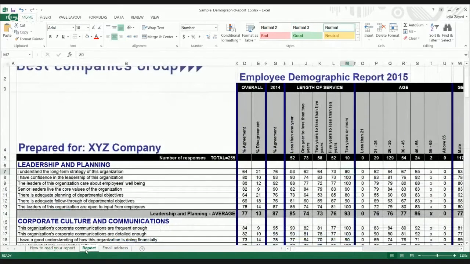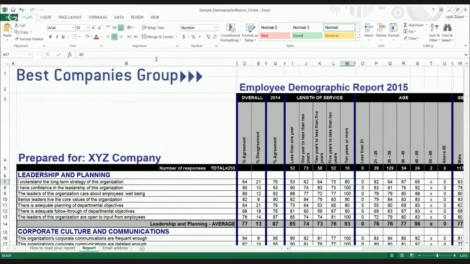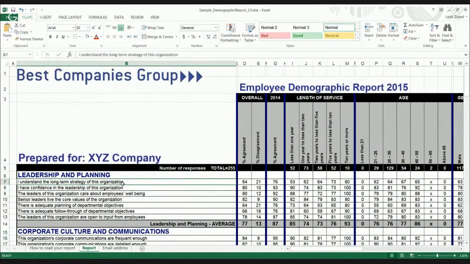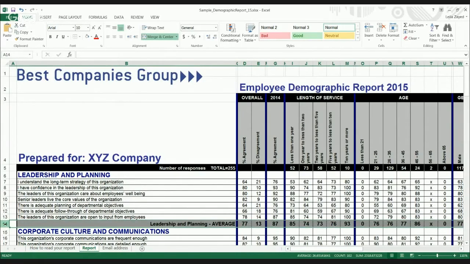Here's a sample of our employee demographic report. On the y-axis, we've listed all of the questions that were asked of your employees. They were served to your employees as statements, such as, "I understand the long-term strategy of this organization," and your respondents were asked to then indicate their level of agreement from strongly disagree to strongly agree. We report on 8 core focus areas, such as leadership and planning and role satisfaction. Notice that each core focus area has an average as well. At a glance, you'll see which areas have high levels of agreement, as well as those that need your attention.